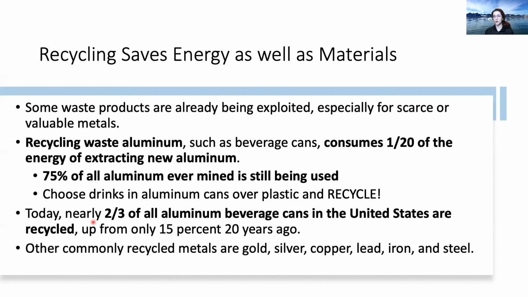Other commonly recycled metals include gold, silver, copper, lead, iron, and steel. Platinum, for example, is the catalyst that's used in catalytic converters in car exhaust, and that's valuable enough to be regularly retrieved and recycled from used cars. So we have the infrastructure in place. We just need to make it more of a priority.